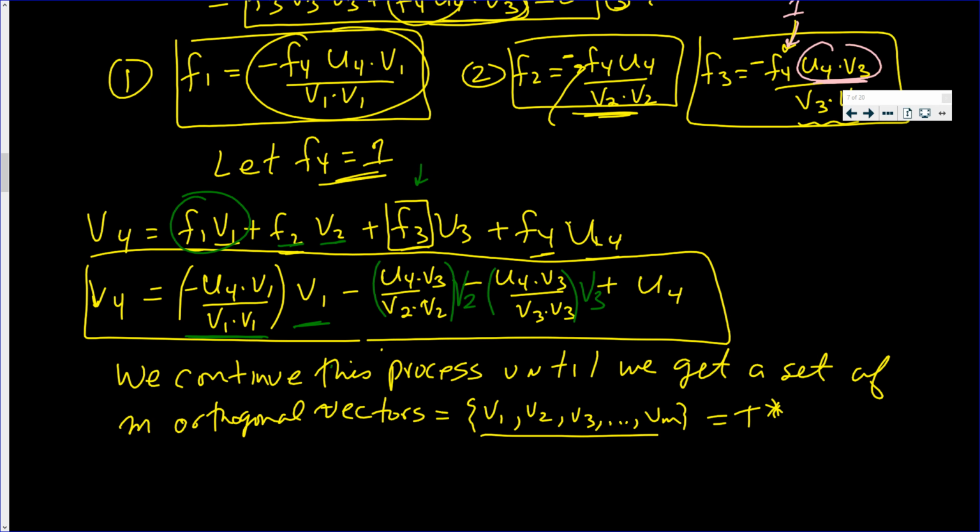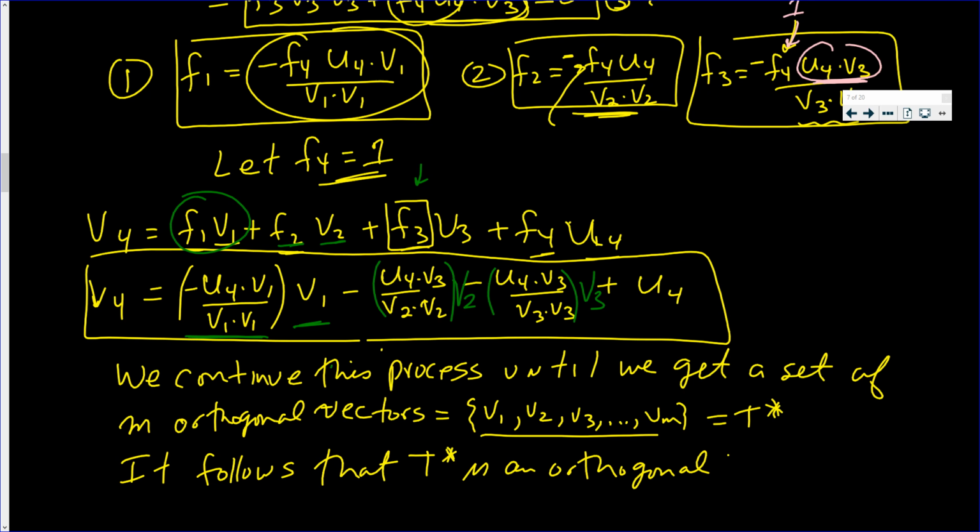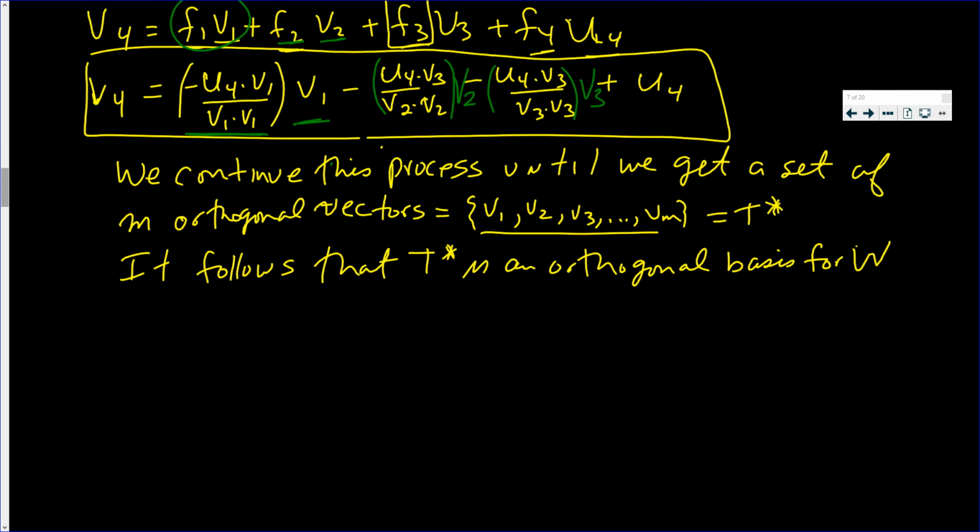Okay, so what I want to say is, it follows that T star is an orthogonal basis for W. And now we're almost done. So we have this orthogonal basis for W.